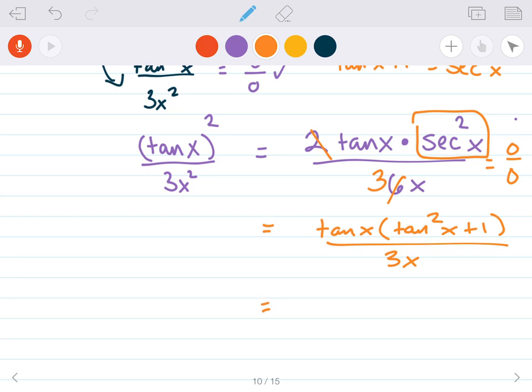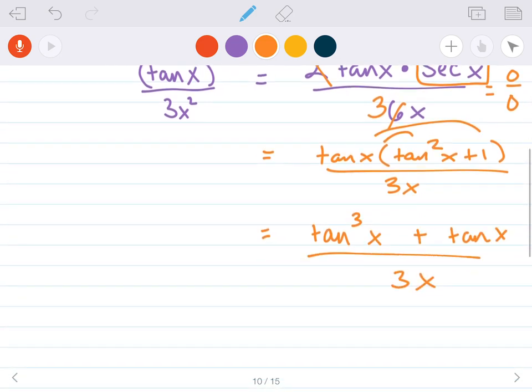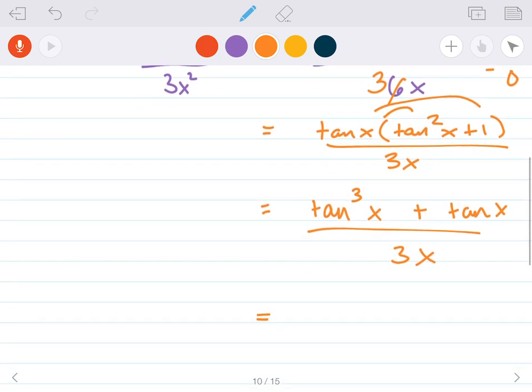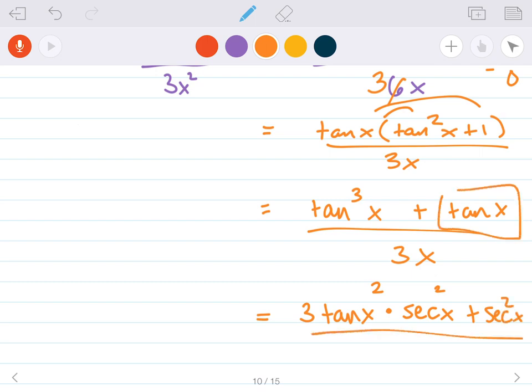All right, so let's see. If I distribute this in here, I get tan to the third x plus tan x all over 3x. Let's go ahead and take the derivative here. So the derivative of tan cubed x is going to be 3 tan squared x times secant squared, using the chain rule, plus secant squared, that's the derivative of this tan x, all over 3.